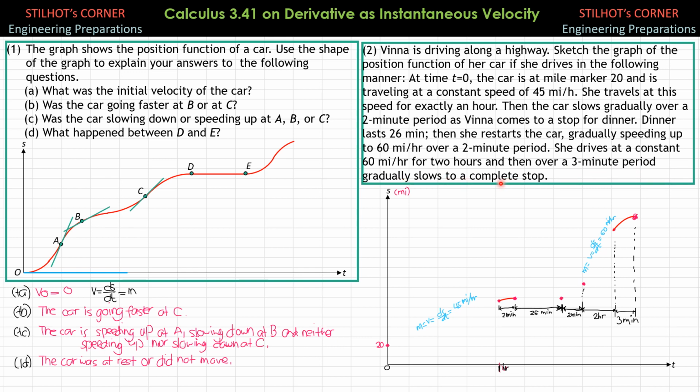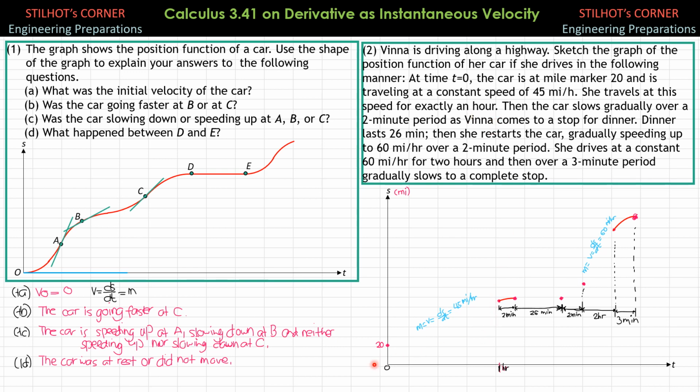So we sketch the position versus time curve and remember the interpretation. The derivative of s with respect to time is instantaneous velocity, and it is the slope of the tangent to the curve. So beginning with time t equals 0, the car is at mile marker 20. So that's why the initial position is 20, and it is traveling at a constant speed of 45 miles per hour. She travels at this speed for exactly an hour.